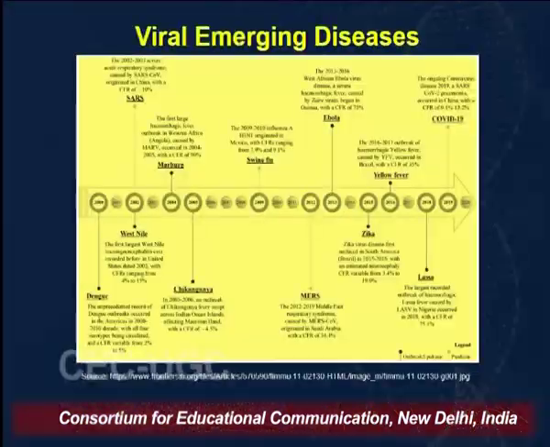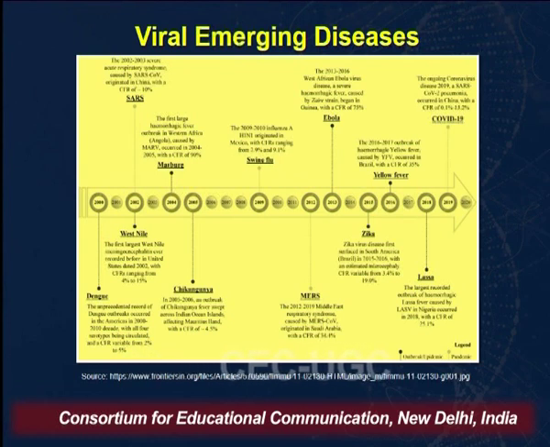Now, if we see the diagram over here, the image over here, this shows the viral emerging diseases. Over a period of time, a number of viral emerging diseases have come up. Many of them are zoonotic diseases, for example, the dengue virus, the SARS virus, Ebola, flu, Zika virus, and swine flu. So, all these viruses are coming up and emerging over a period of time.